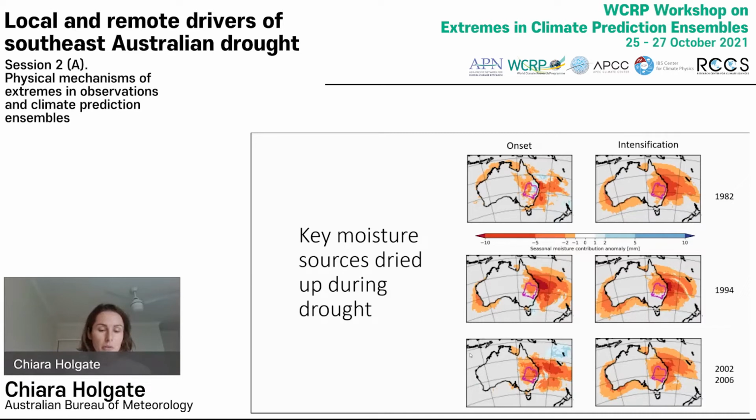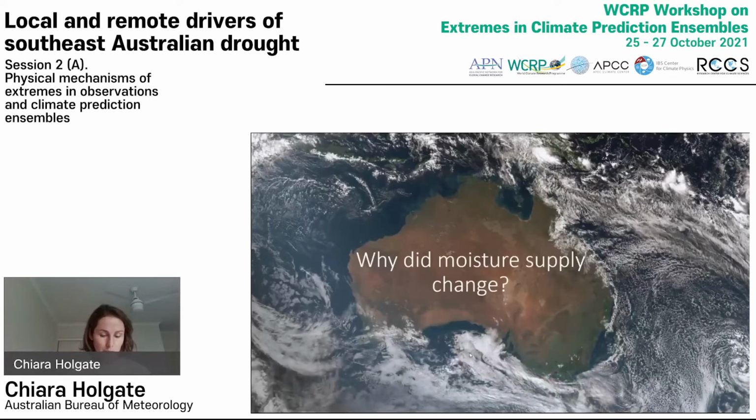So less moisture, we can see from this that less moisture would reach the region during drought, which is perhaps not surprising, but an interesting outcome of this analysis was to see that the Tasman and Coral Seas appeared to be an anomaly hotspot. So that led us to ask, why did the moisture supply change?